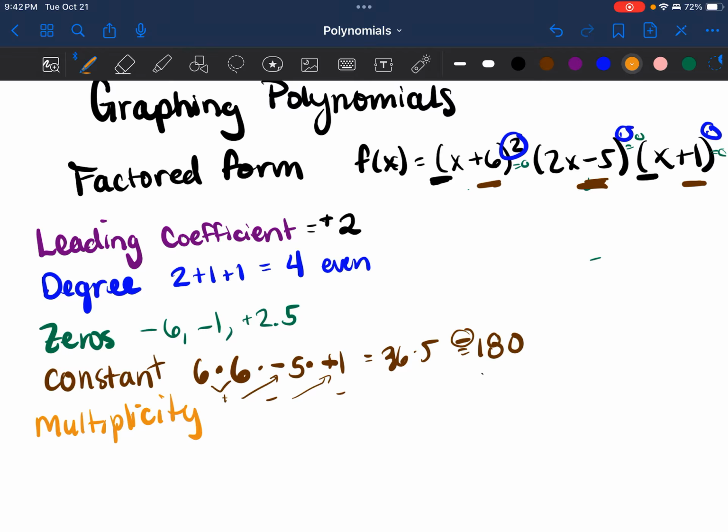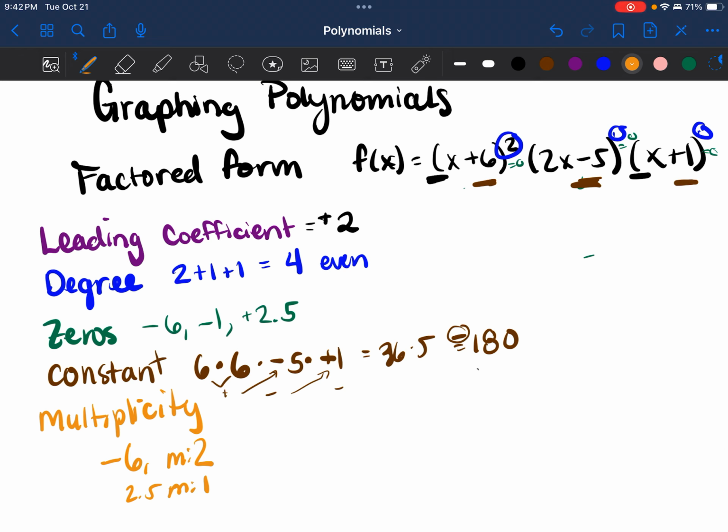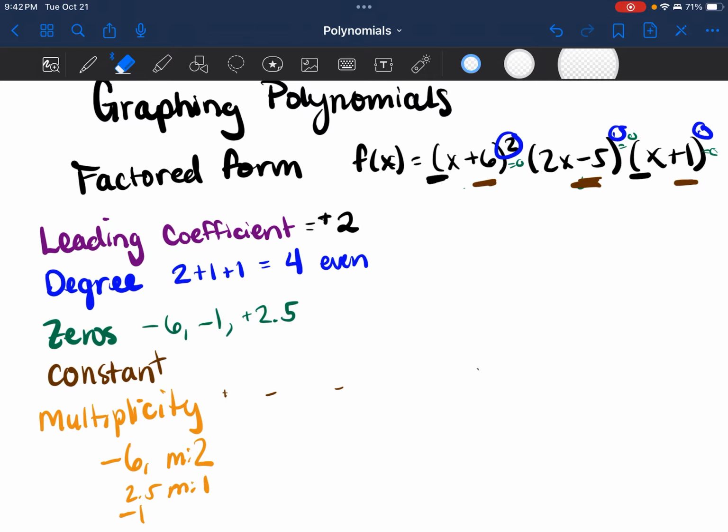We're going to look at multiplicity. So remember, multiplicity is about our exponents at each of the zeros. So at -6, I have a multiplicity of 2, which means it will bounce there. At 2.5, I have a multiplicity of 1. So it will not bounce, it will go through the line. And the same thing will happen at -1. So let me clean this up a little bit.